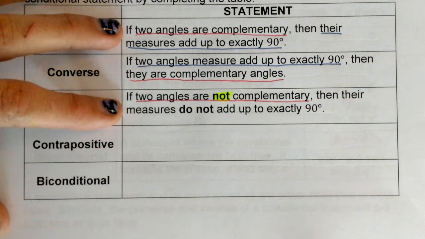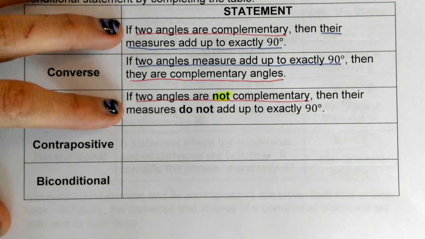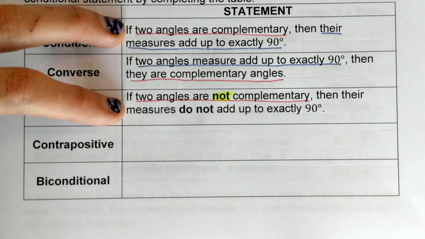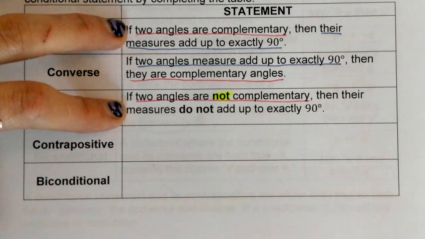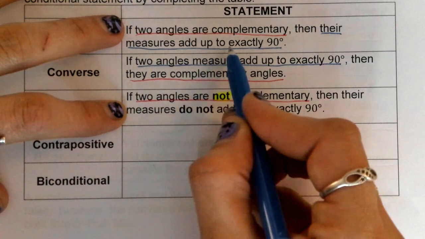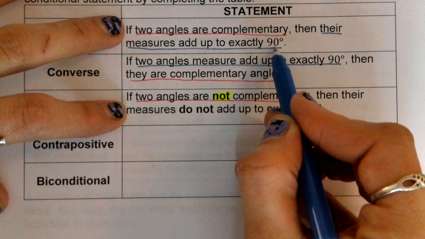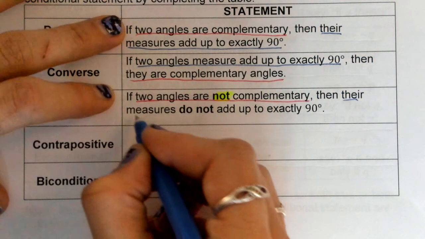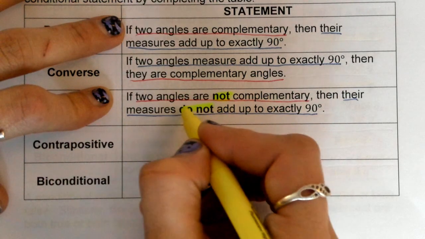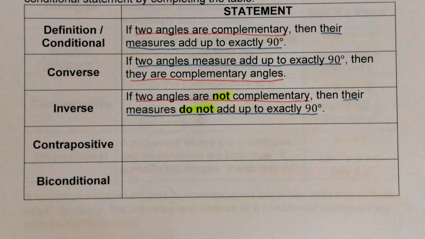Again, hopefully you saw these notes either with your teacher or you've watched the video if you were not in class before you do this, or this is going to be really confusing. Probably should say that at the beginning of the video. And we took their measures add up to exactly 90 degrees, and we said the opposite. Their measures do not add up to exactly 90 degrees. So we have that negation.